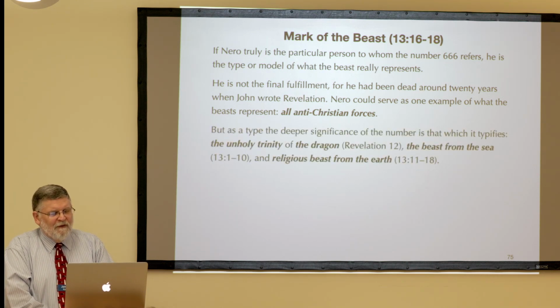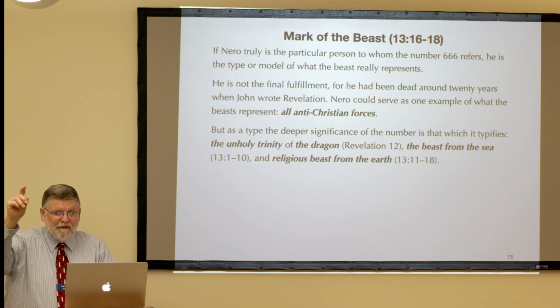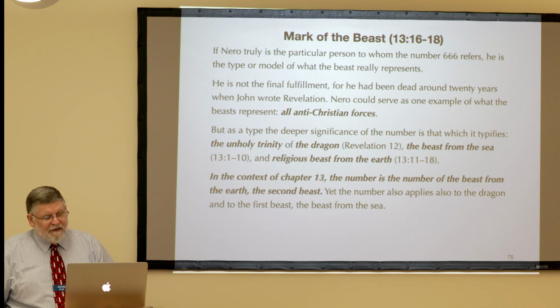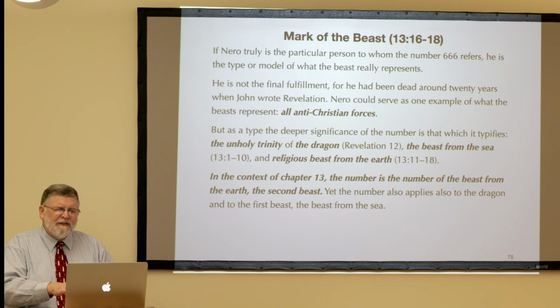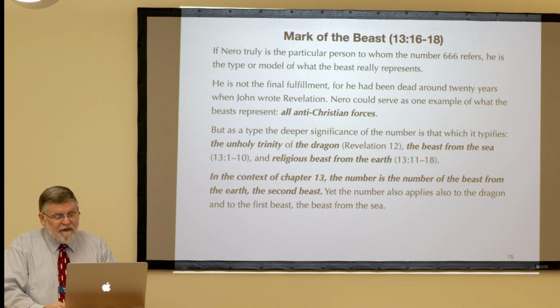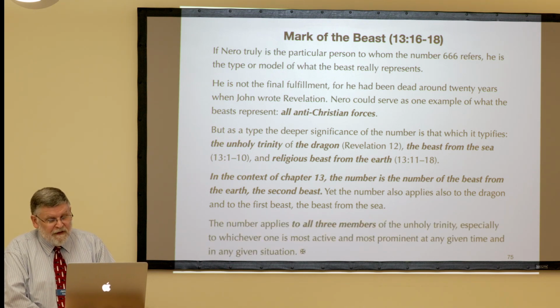So some people go deeper and say 666, 6 is a number, so it's the unholy trinity of the dragon, the beast from the sea, and the beast from the earth. So we have all of those working in. But in the context of chapter 13, the number is the number of the beast from the earth, the second beast, yet it also applies ultimately to the dragon who's behind all of it. And you could say even to the first beast, the beast of the sea, or the political beast. It applies to all three members of the unholy Trinity.